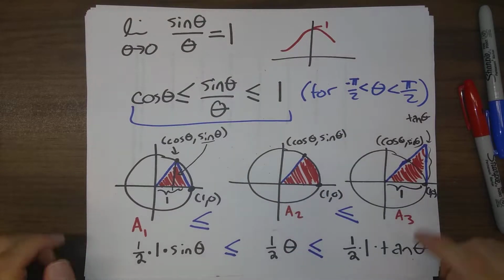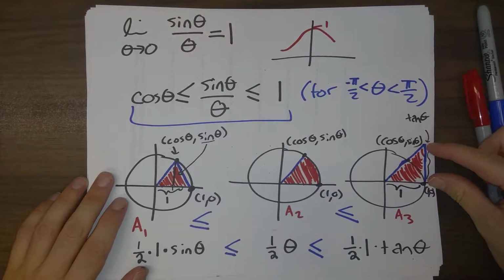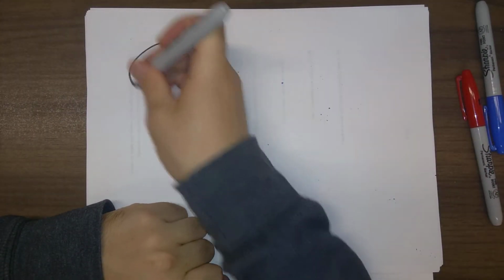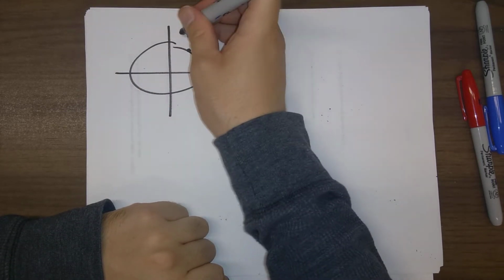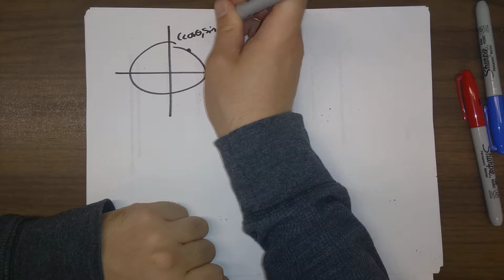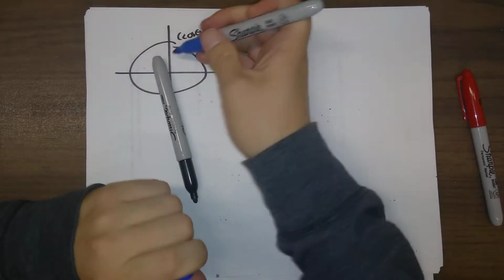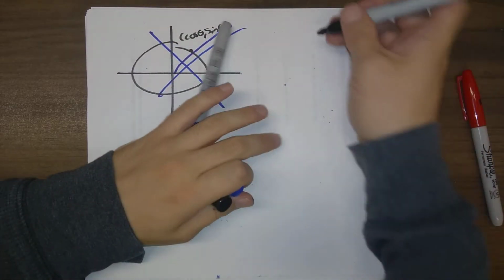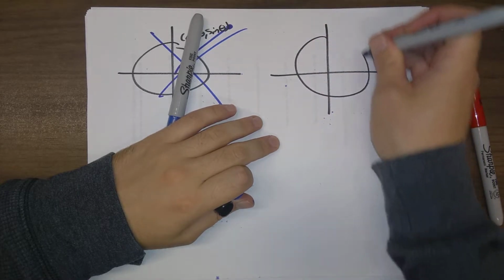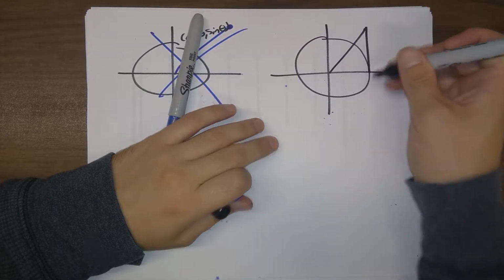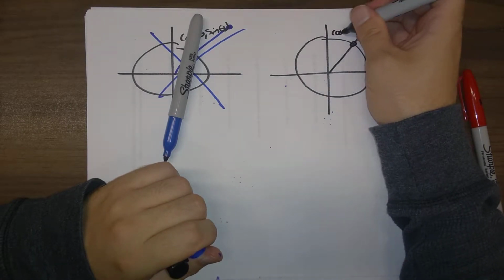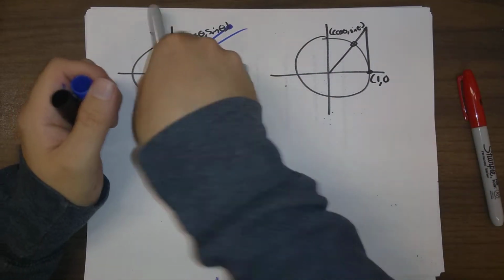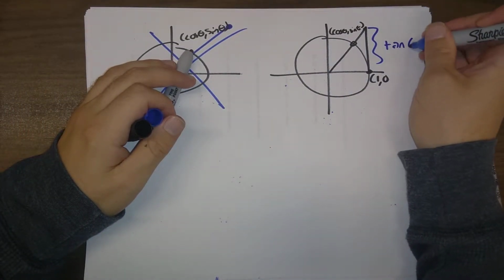The second thing I wanted to talk about is that I kind of glossed over the whole, why is this distance right here tangent theta? So let me just redraw that. So here is cosine theta, sine theta, and this is, of course, 1, 0, and so we use the fact that this is tangent theta.